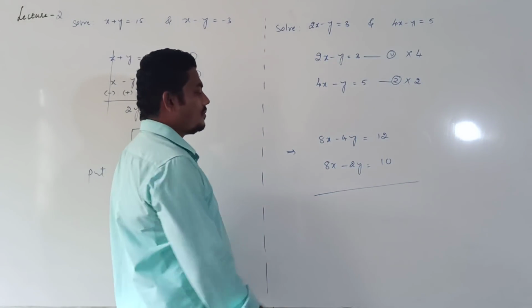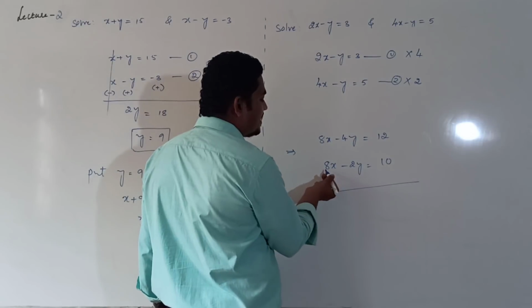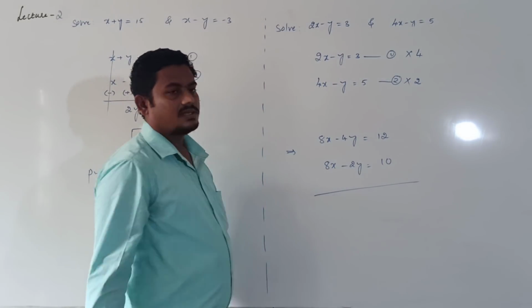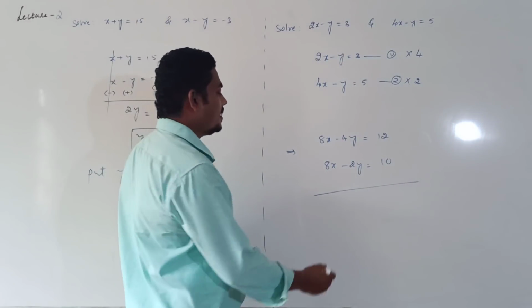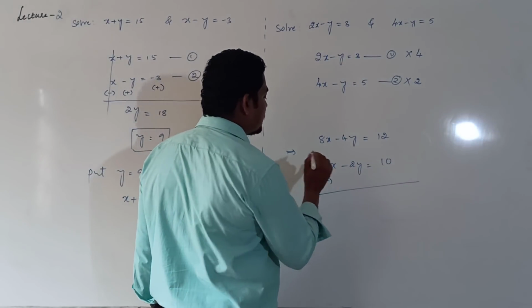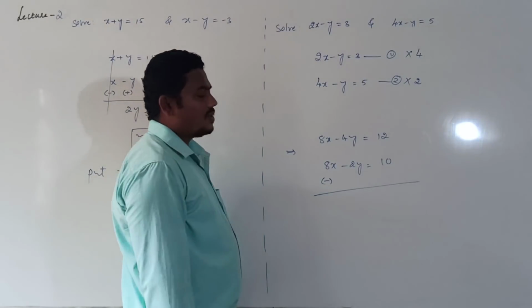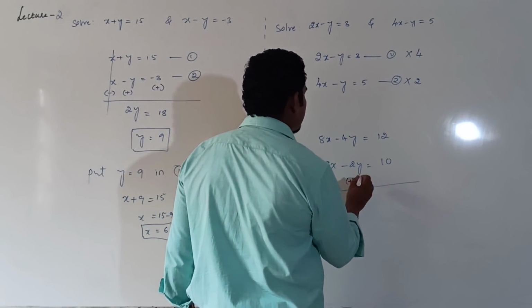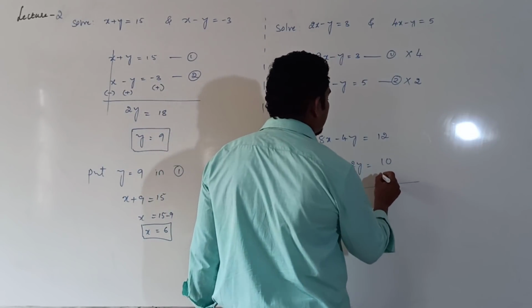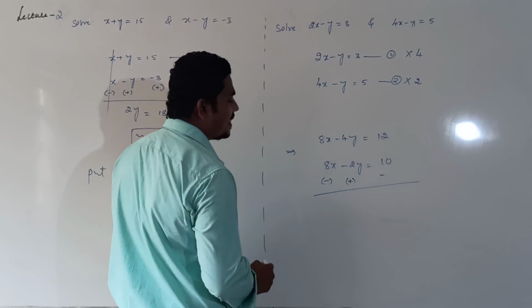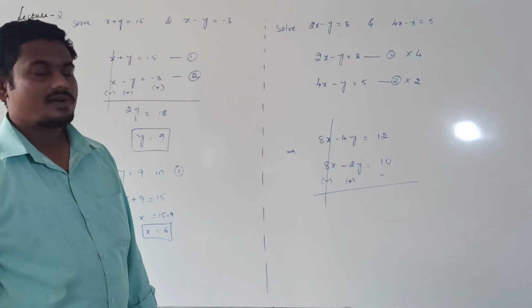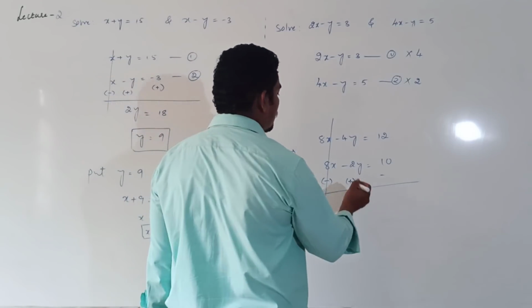Now same procedure, just reverse the signs. What is the sign of 8x? It will be positive, so take its reverse sign. The coefficient of 2y is negative, so take its opposite sign, positive. Here we have positive, take its negative. These two terms get cancelled because 8x minus 8x is 0.